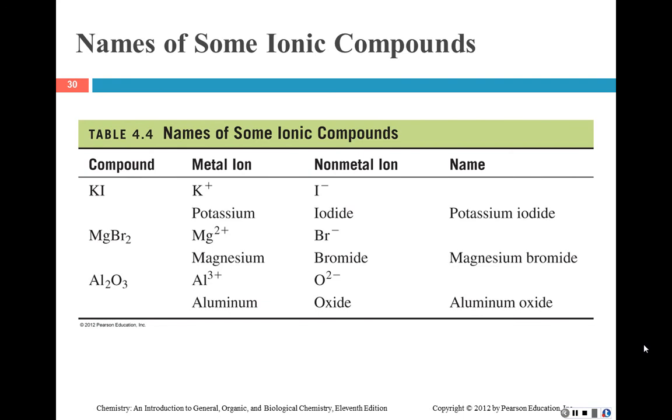Potassium iodide. What we're doing is we name the metal first and then the nonmetal. The metal's easy because it's just the name of the element. And then the nonmetal, if it is a single atom or element, then you just drop the ending of the last name and add IDE. So iodine becomes iodide, bromine becomes bromide, and oxygen becomes oxide.